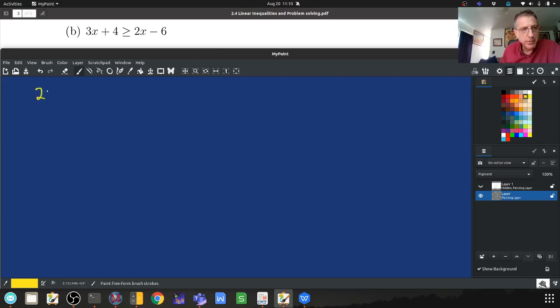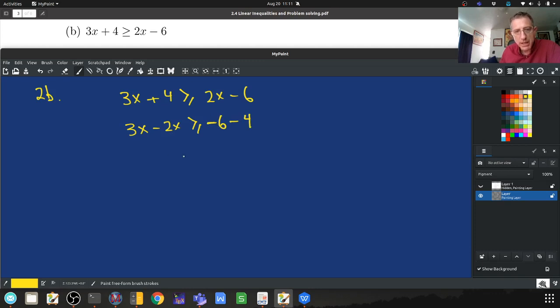So this is example 2b. 3x plus 4 is greater than or equal to 2x minus 6. So what I'm going to do is I always kind of want to keep my variable term positive. So that means I'm going to move the 2x over to this side. In other words, I'm subtracting 2x from both sides. And I'm going to move the 4 over to the other side. So the minus 6 stays there, and the 4, when it moves over, pays the price of changing sign.